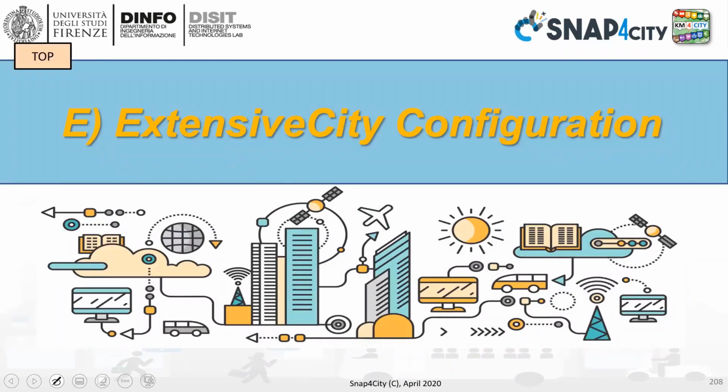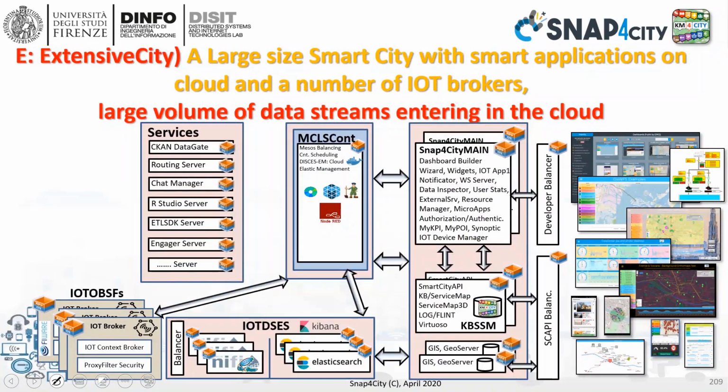The extensive city configuration is much larger. This means that you don't have only one single VM for the cluster, but you also have a large data stream. So if you need to receive a lot of stream data, you need to have a NiFi balancer and cluster for managing the throughput of many messages that are arriving inside the big data clusters.